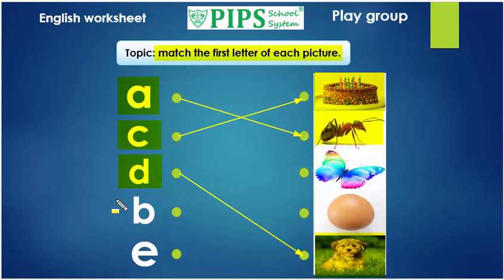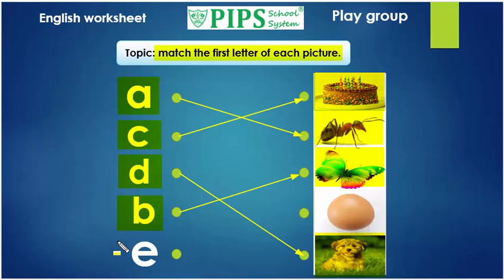The next letter is B. This is a lowercase letter B, sounds like B. Let's learn which thing begins with the letter B. B. Butterfly. Now we will match the letter B with butterfly like this.